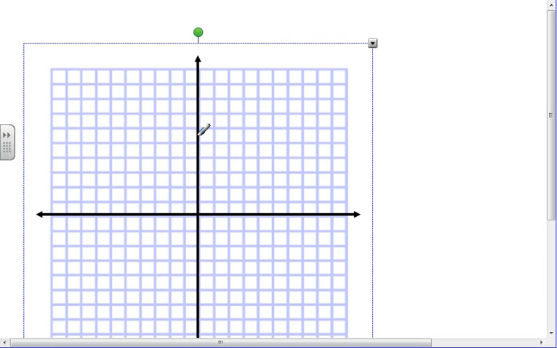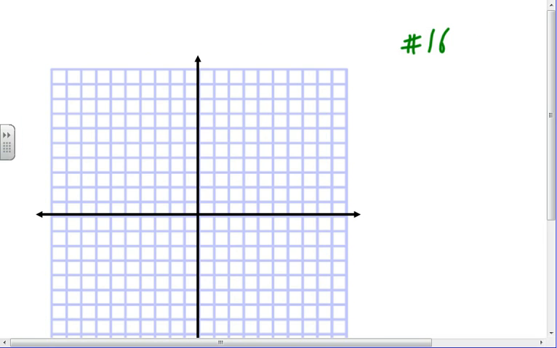Control V. And number 16. Draw a graph for the angle in standard position, and I want to be at 4, minus 2. All right. 1, 2, 3, 4. There's 4. Minus 1, minus 2. So I'm right there. I take my line drawing capability. Where's my line drawing capability? There we go. I'm going to start there and go there. Oh, yes. Number 16 is done.